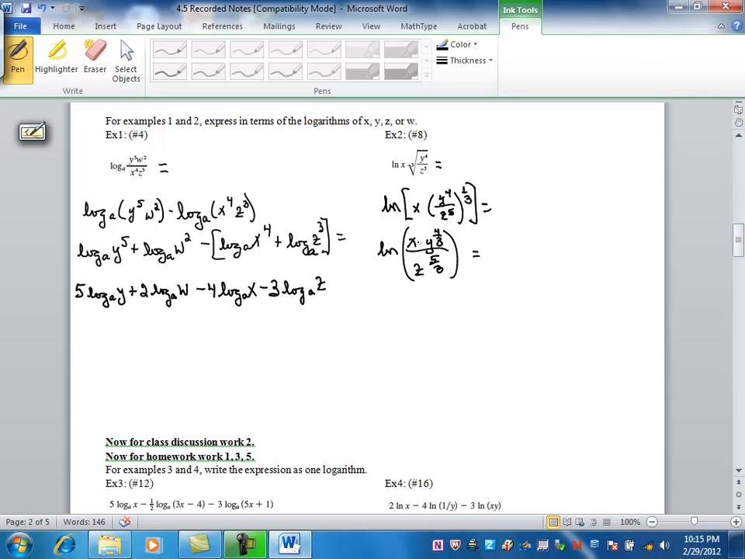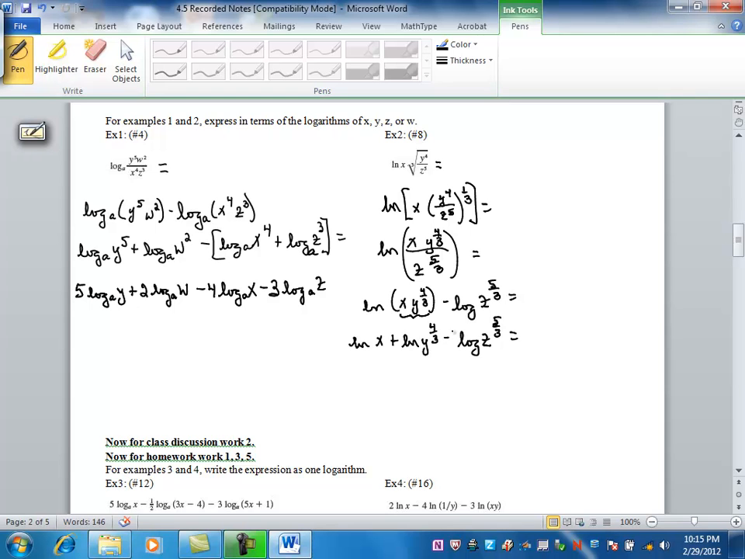Now we've got the log of this product divided by this guy, so this becomes the log of x y to the 4/3 minus the log of z to the 5/3. Okay, log of a quotient is the difference of the logs. Now notice here that I've got a product. So this is the natural log of x plus the natural log of y to the 4/3 minus the natural log of z to the 5/3.